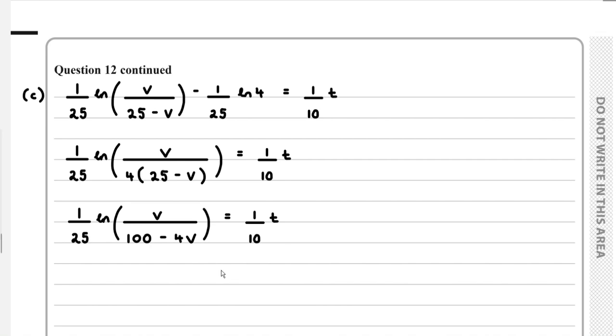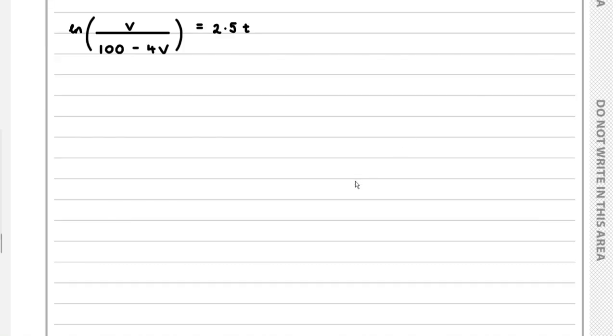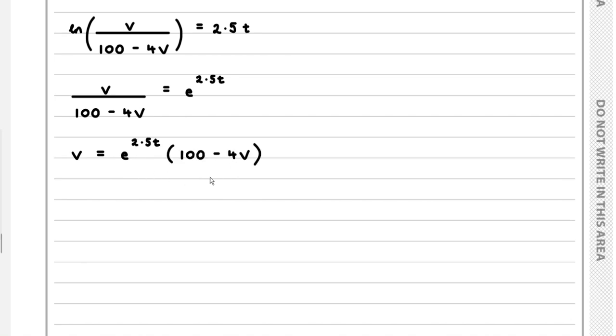Now, if I multiply both sides by 25, I've got the natural log of v over 100 minus 4v equals 2.5t. If we now anti-log both sides, we've got v over 100 minus 4v equals e to the 2.5t. So, if I multiply both sides by 100 minus 4v, we end up with v equals e to the 2.5t multiplied by 100 minus 4v. And if I now expand the brackets on the right hand side, we have 100 e to the 2.5t, subtract 4v e to the 2.5t.